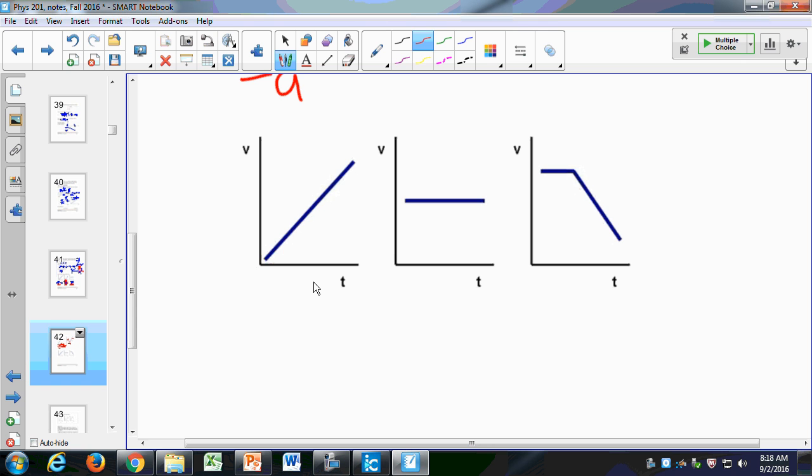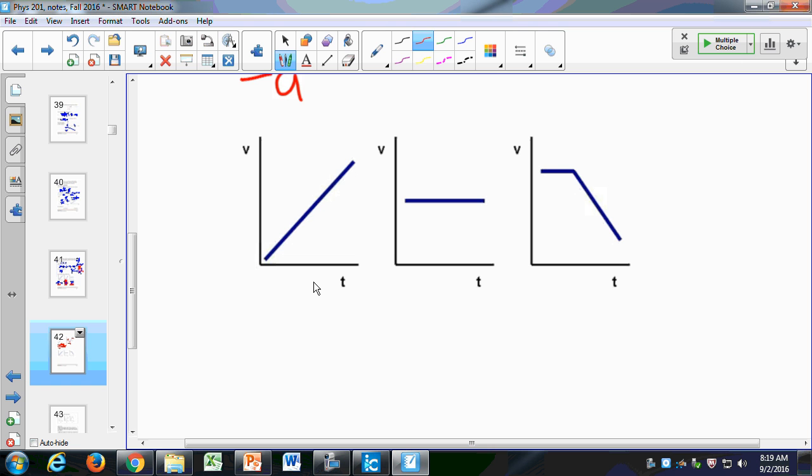Okay, notice these are velocity versus time graphs. On velocity versus time graphs, we'll always have a straight line because we're dealing with constant acceleration problems. In this case, is the velocity increasing or decreasing? Increasing. It's small here, it gets bigger here.